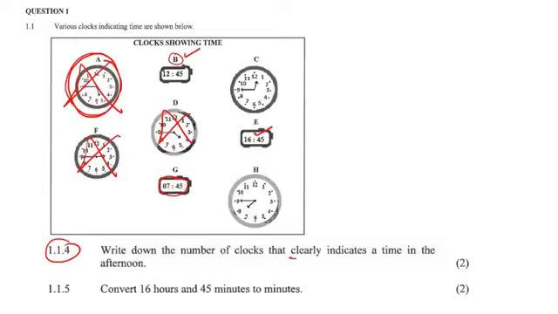And they said clearly, so that's not a clear one. So that's definitely not clear, and that's also not clear. So it's only going to be B and E. So to write down the number of clocks, that would be 2.